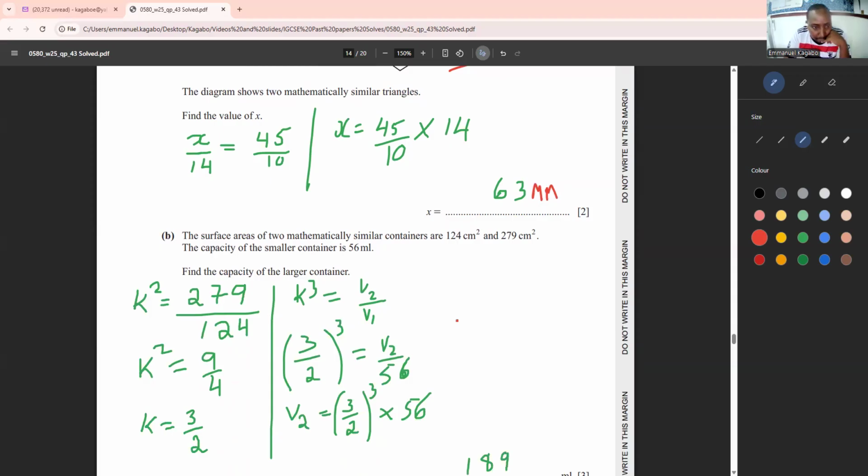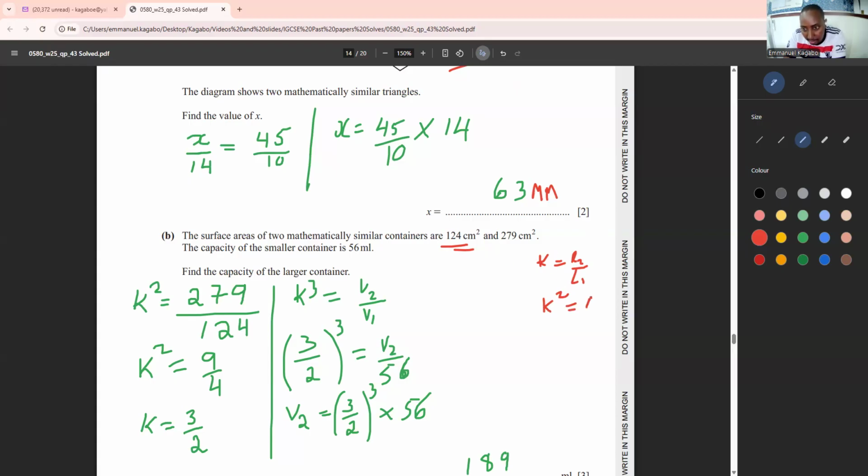Question B. The surface areas of the two mathematically similar containers are this. The surface area, they talk about the area. The area for the smaller shape or container is that, and the big container has that. Now, you have to remember this. The scale factor for sides is given by big side divided by small side. Now, when the area comes in, that is the area scale factor. This is the linear scale factor.